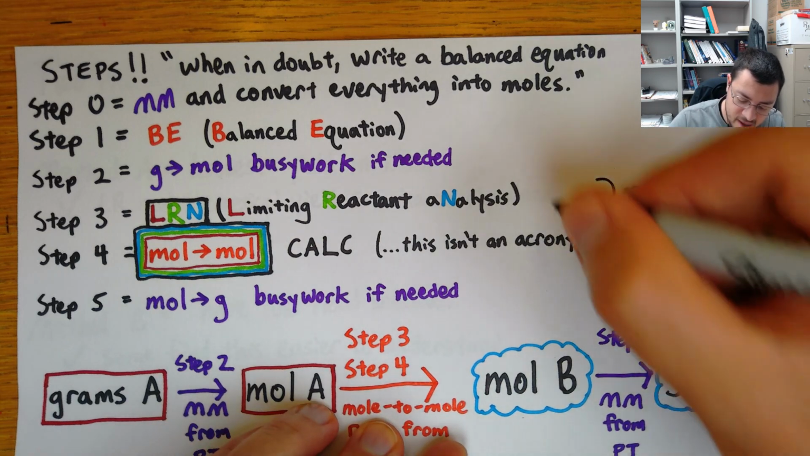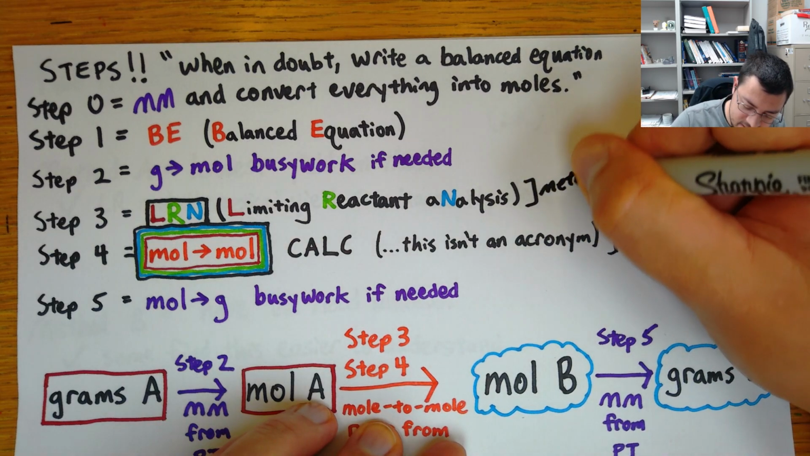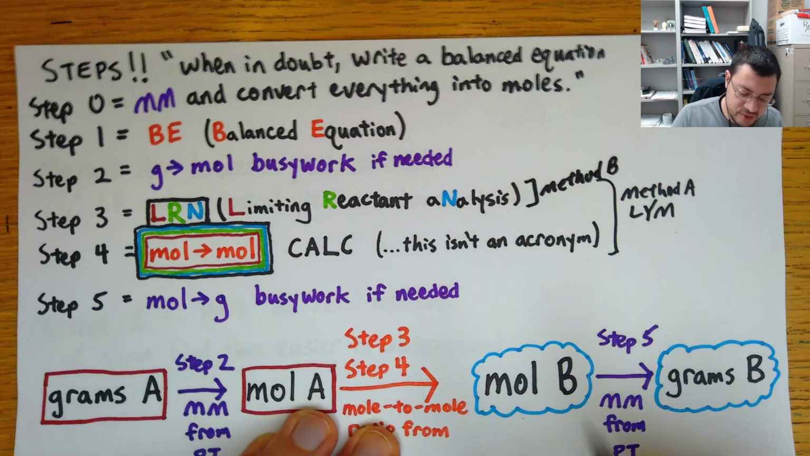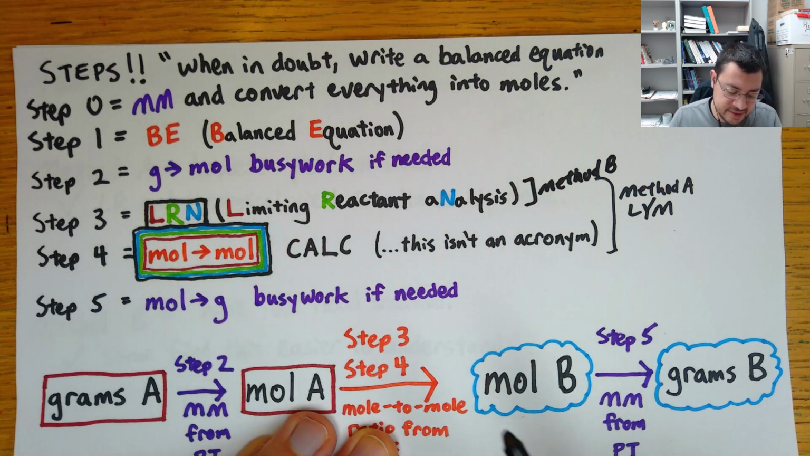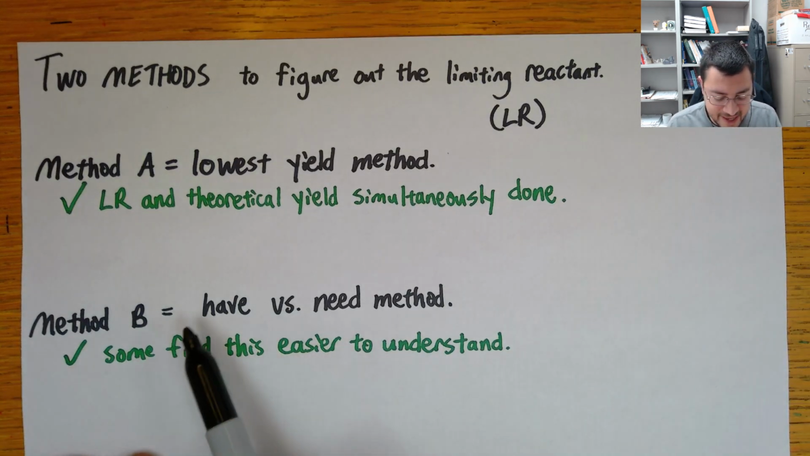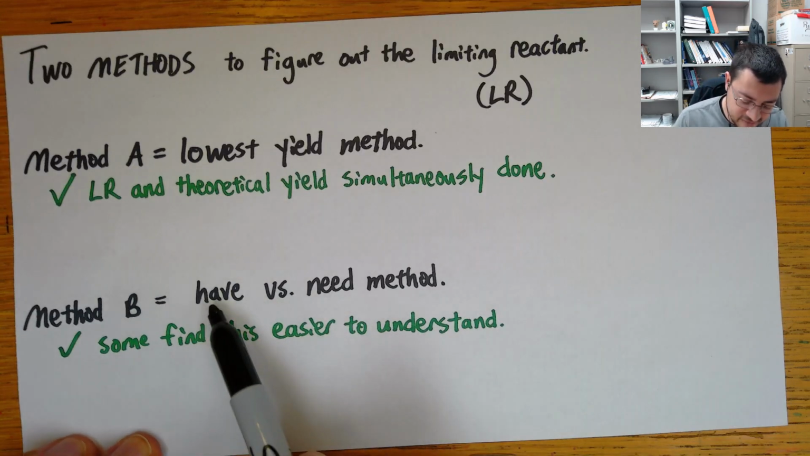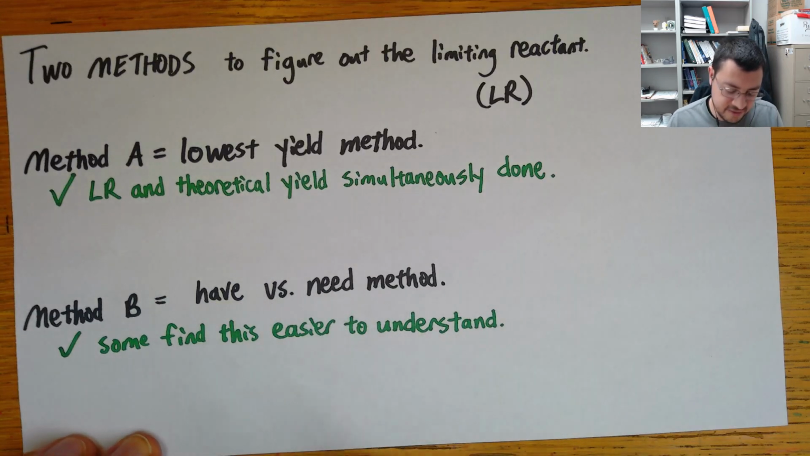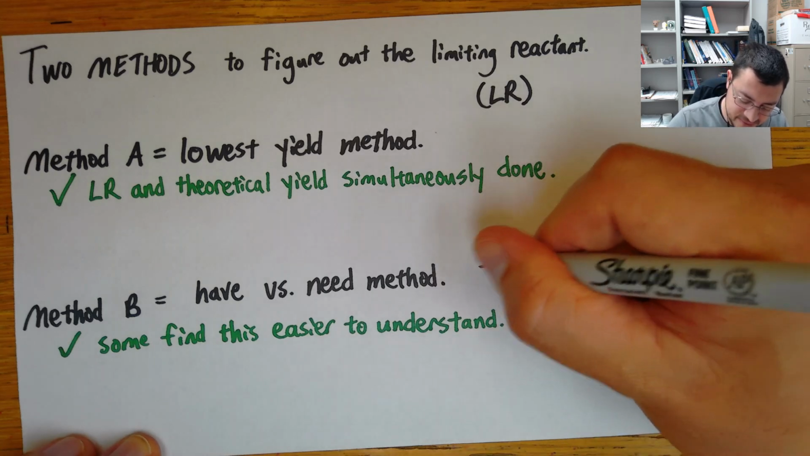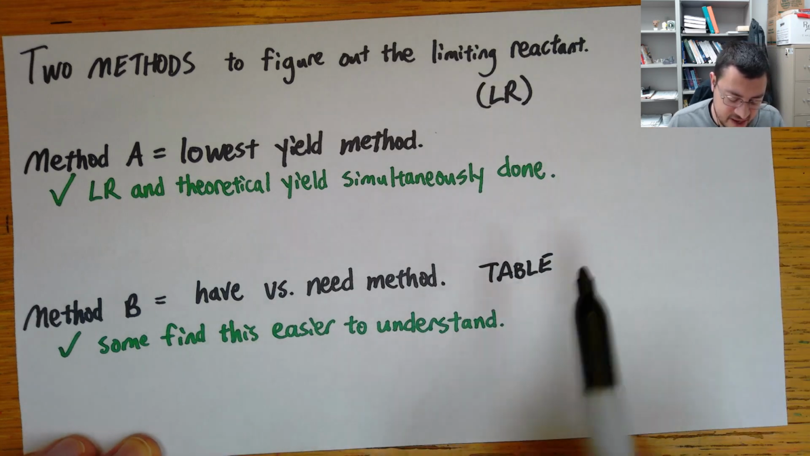The other method, method B, we'll do only the limiting reactant analysis, and then we'll do step 4 of the calculations separately. And what method B is, this is a have versus need method. How much you have versus how much you need for the reaction. And this will be presented in a table format, a have versus need table.